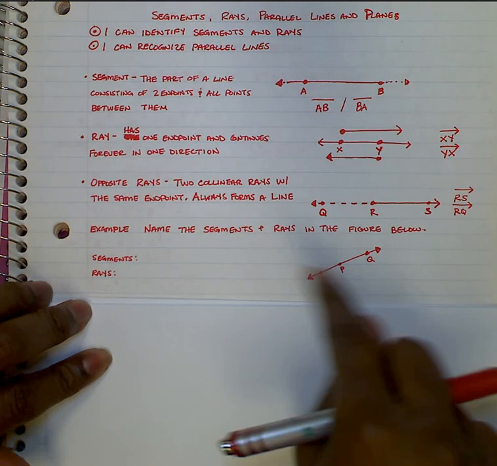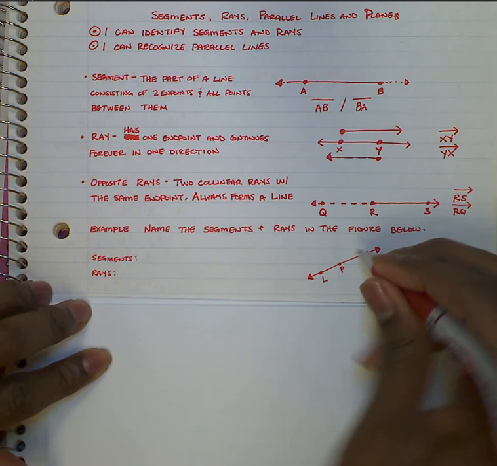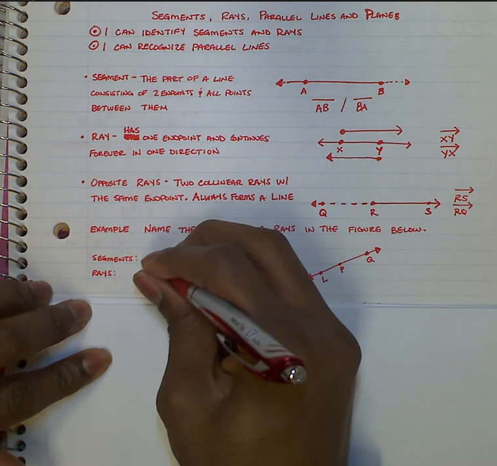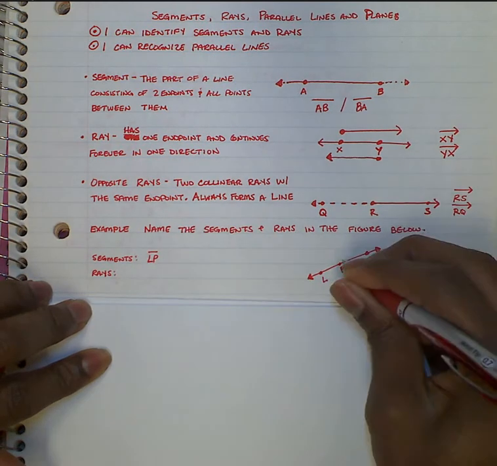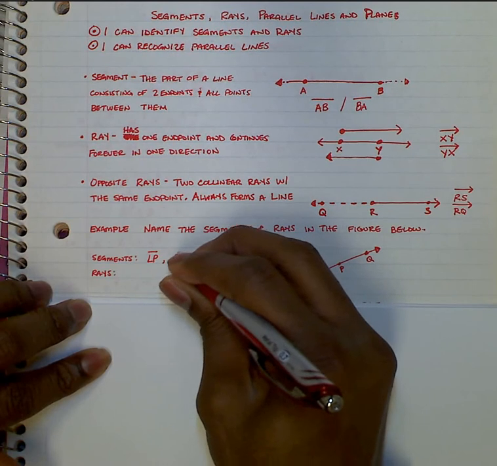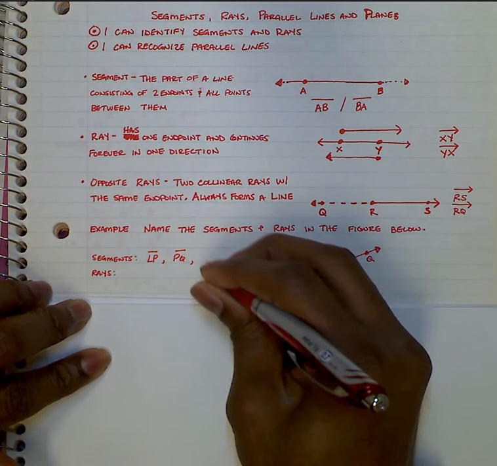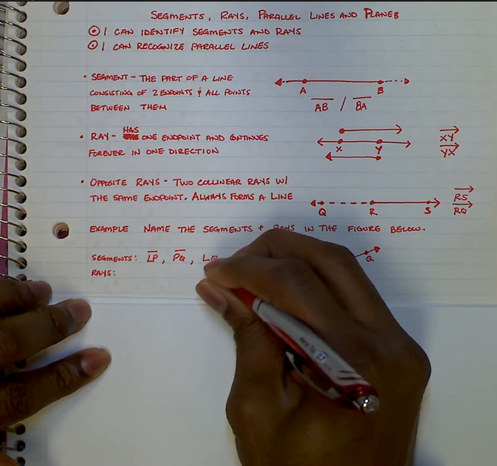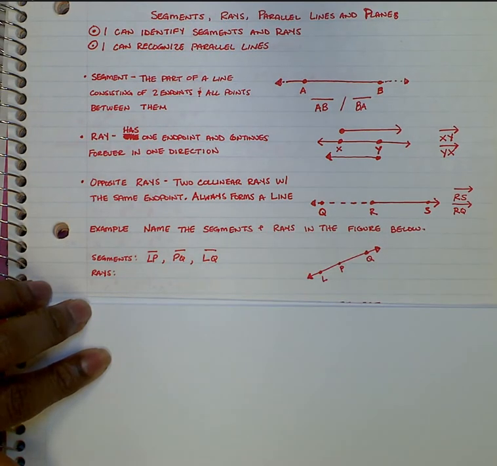So the segments I see: this segment LP, this segment PQ, and this segment LQ. Again, I don't need to say QP and PL and the other direction because it's the same segments.